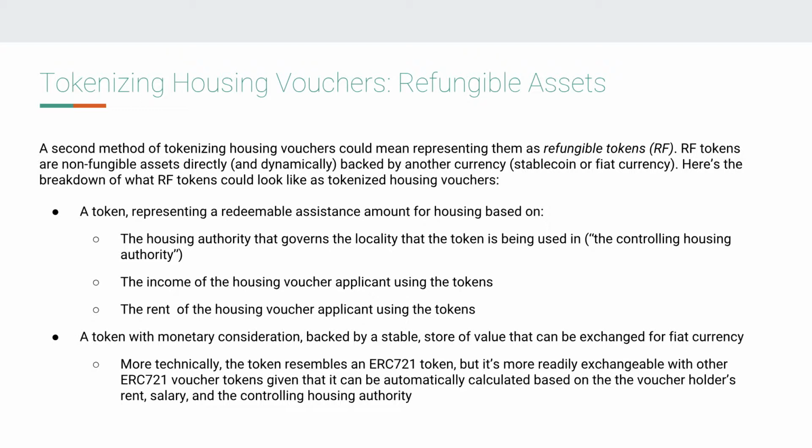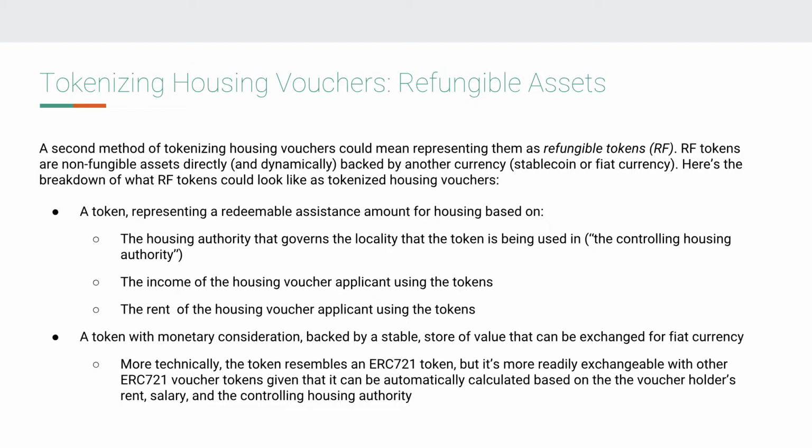It's harder to commit fraud because you're going to know which accounts are whitelisted in terms of program recipients, and the same thing for landlords, right? That's all kept on record. This token has monetary consideration. It's connected to a stable store of value. So in this model, it's DAI, or the stablecoin created by MakerDAO. That's going to be multi-collateral.